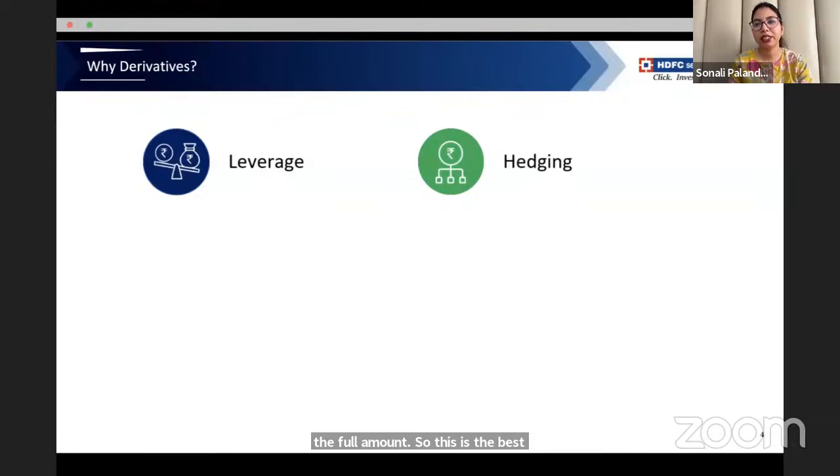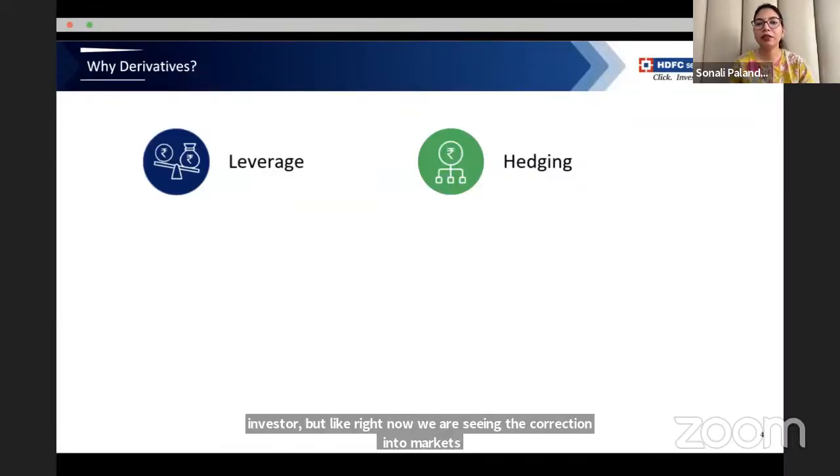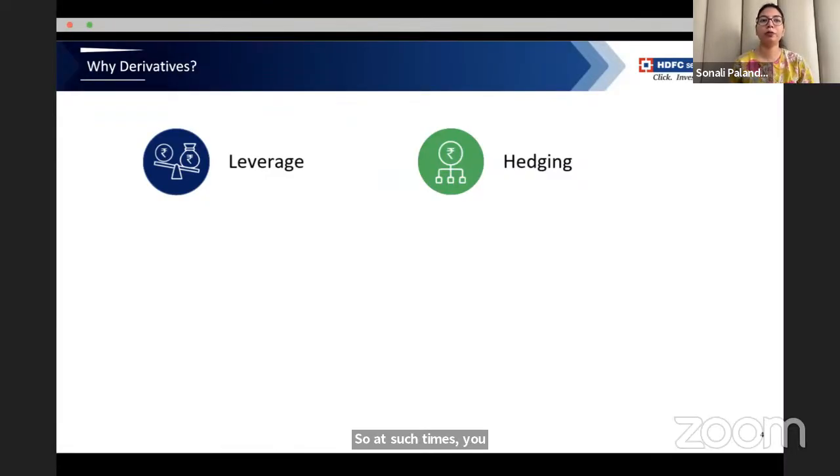Second one is hedging. Even if you're not a trader, if you're an investor, like right now we are seeing the correction in markets. At such times, if you have an investment portfolio and you have not booked your profits at the top, the profits are going to come down, right? So that's why even investors would want to hedge their investment portfolio. That's only possible with derivatives.